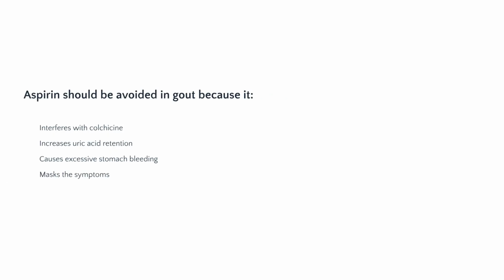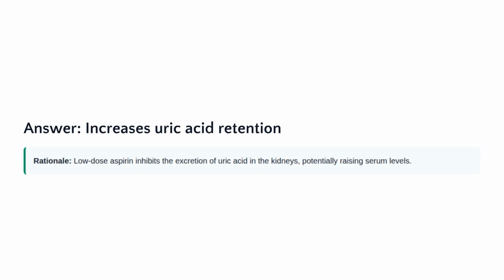Aspirin should be avoided in gout because aspirin increases uric acid retention. Even in low doses, aspirin impairs the kidney's ability to excrete uric acid, potentially worsening hyperuricemia and gout.